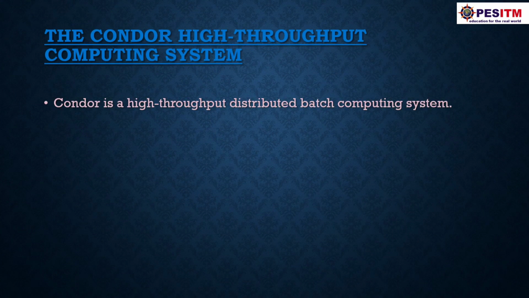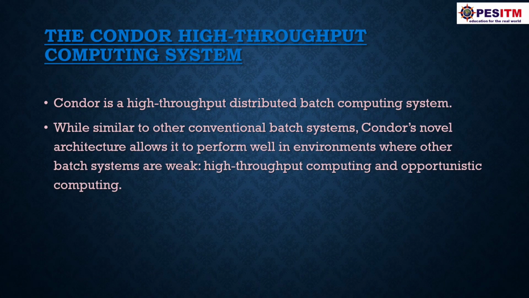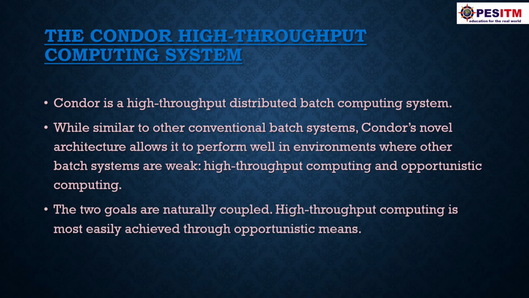Condor is a high-throughput distributed batch computing system. While similar to other conventional batch systems, Condor's novel architecture allows it to perform well in environments where other batch systems are weak: high-throughput computing and opportunistic computing. The two goals are naturally coupled. High-throughput computing is most easily achieved through opportunistic means.